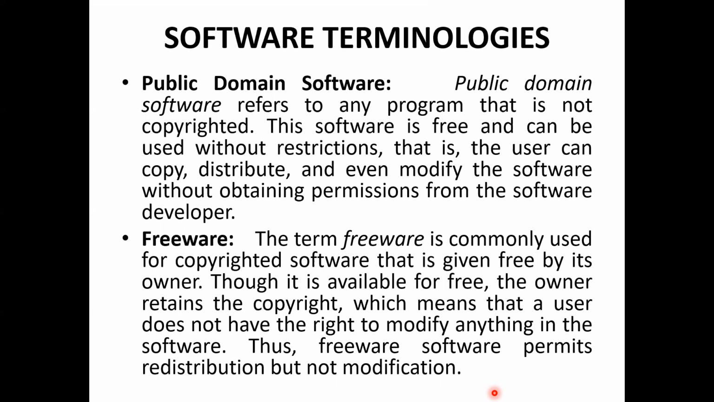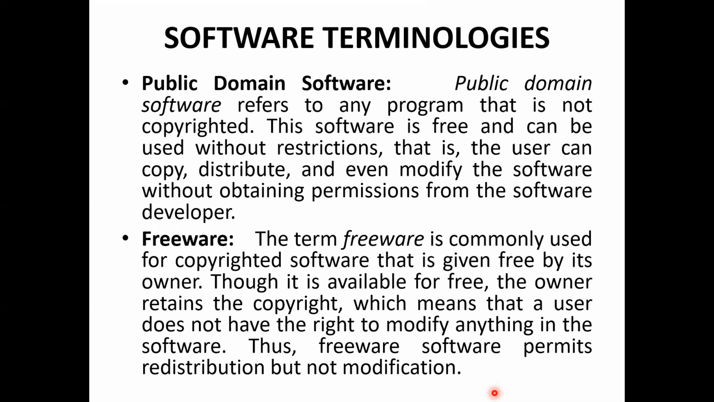These are the terminologies that are associated with software. Public domain software. Public domain software refers to any program that is not copyrighted. This software is free and can be used without any restrictions. That is, the user can copy, distribute, even modify the software without obtaining permission from the software developer. In the previous topic, we were talking about software which is copyrighted, but there are certain software which are open for all. Public domain software means it is open for all the public. So there are no restrictions. This is completely legal. You can distribute such software without any restrictions, and you can modify it also, and you don't need any permission from the software developer.